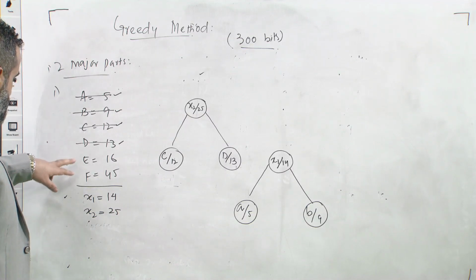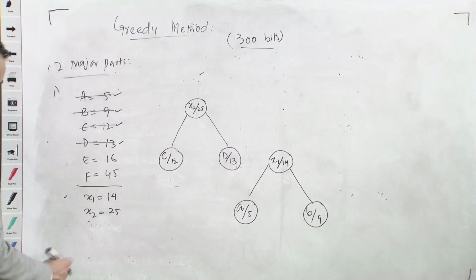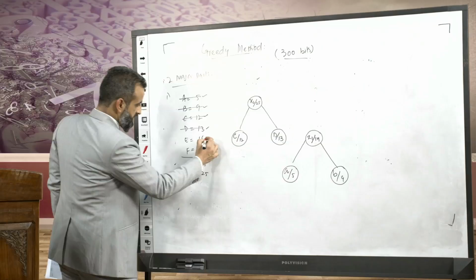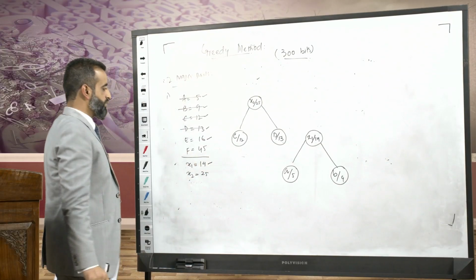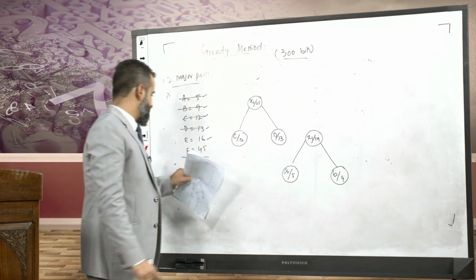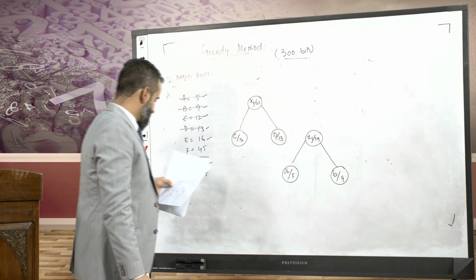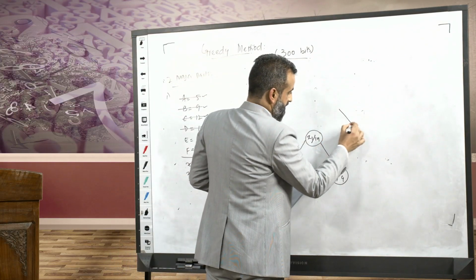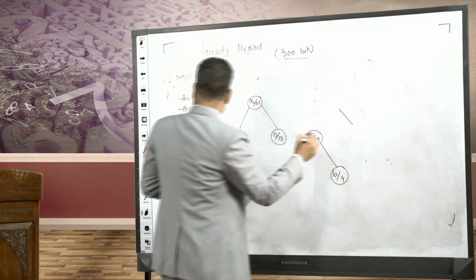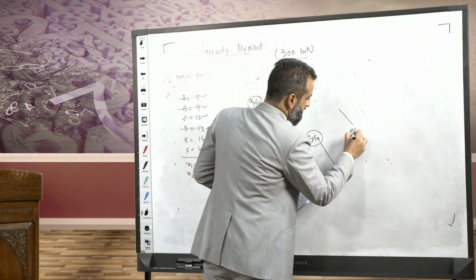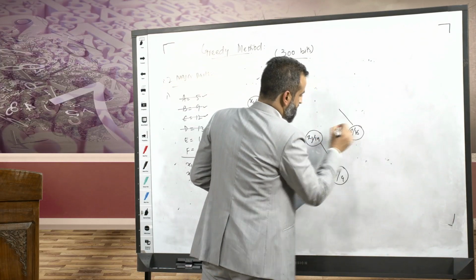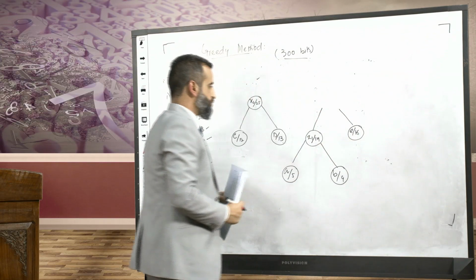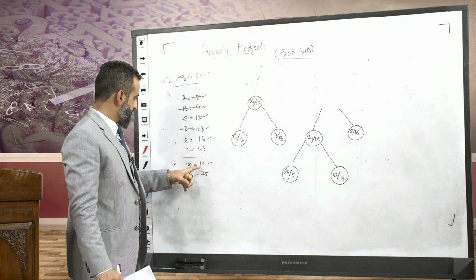Again I have to check for the nodes. Now in this case my least two weights are E and the newly created internal node 14. So I'll be using this 14 and this 16 to create my new node. So this is my 14 and this is my E, with a weight of 16. So using these two, the least two possible, 14 and 16.